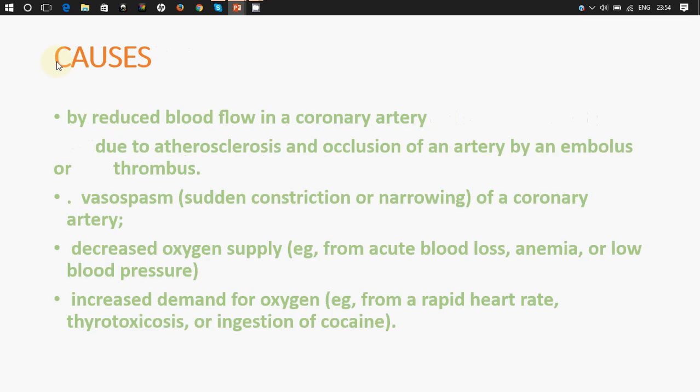Causes: it may be caused by reduced blood flow in a coronary artery. This reduced blood flow may be due to atherosclerosis or occlusion of an artery by an embolus or thrombus. The second reason is vasospasm. Vasospasm means sudden constriction or narrowing of a coronary artery. Third, decreased oxygen supply may be due to acute blood loss, anemia, or low blood pressure. Fourth is increased demand for oxygen, for example from a rapid heart rate, thyrotoxicosis, or ingestion of cocaine.